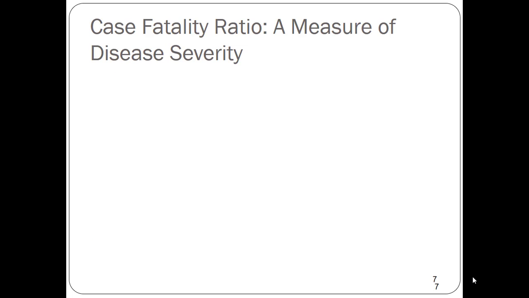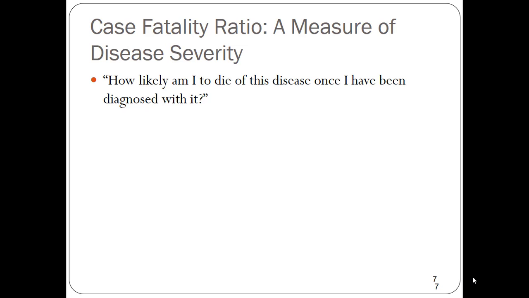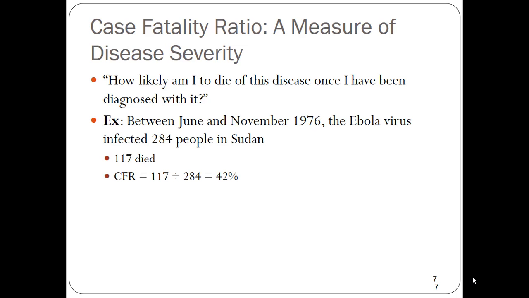Here's an example of case fatality ratio, a measure of disease severity. The question we ask is, how likely am I to die of this disease once I've been diagnosed with it? An example is between June and November of 1976, the Ebola virus infected 284 people in Sudan. 117 died, and the case fatality ratio, therefore, was 117 over 284, or 42%.